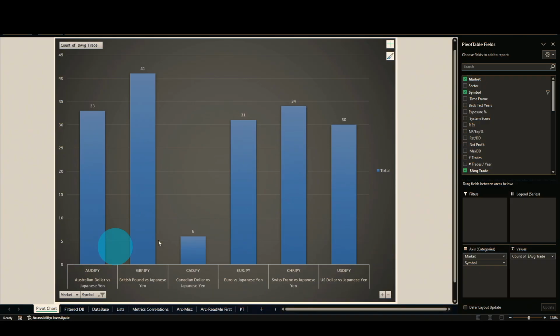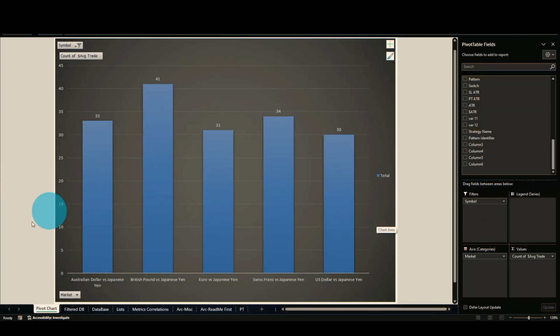So here are the JPY pairs. And now we can see that the Canadian dollar is the lowest. So when you look at an edge like this, why would you trade the Canadian dollar and Japanese yen? Because this is producing the lowest amount of edges. And then all of these are producing good results. Okay, so now we have the Forex pairs with the highest number of edges.